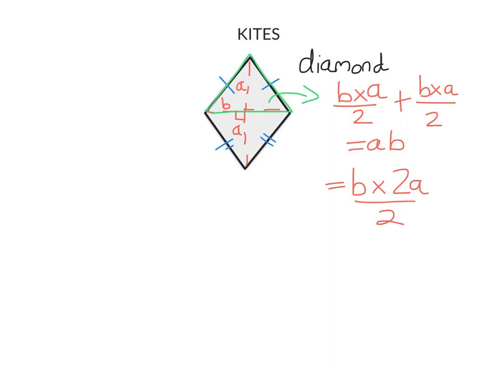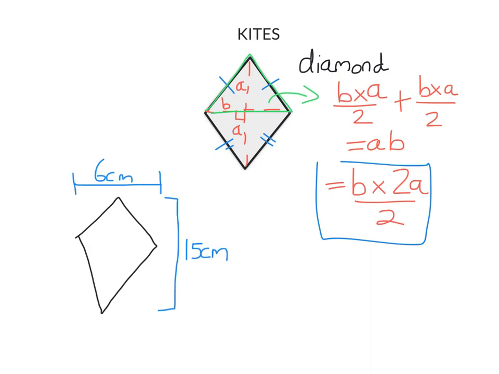What all of this is getting at is that to find the area of a kite, all you do is multiply the 2 diagonals and divide by 2. That's what this is saying here. It's taking this length, multiplying by this length, which is 2A, and then dividing the answer by 2. Because B times 2A divided by 2 just equals AB, which we figured out before was the 2 triangles added together.